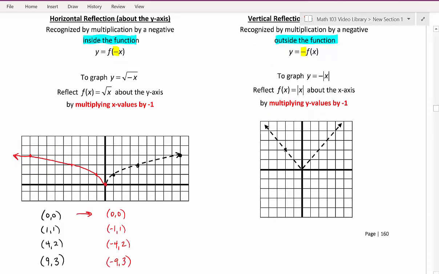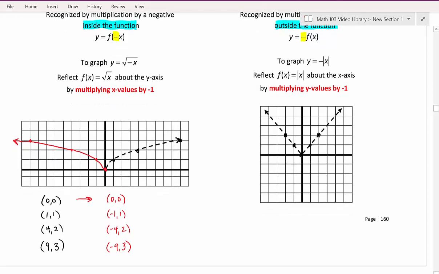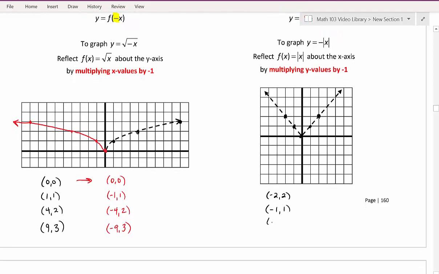Again, it may be helpful to write the points down to make sure that you get the correct points after the reflection. Our absolute value parent function goes through the points (-2, 2), (-1, 1), (0, 0), (1, 1), (2, 2). To get the points post-reflection, we're going to multiply all the y values by -1. This will give us the points (-2, -2), (-1, -1), (0, 0), (1, -1), and (2, -2).